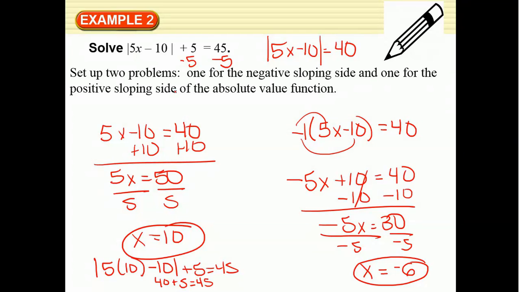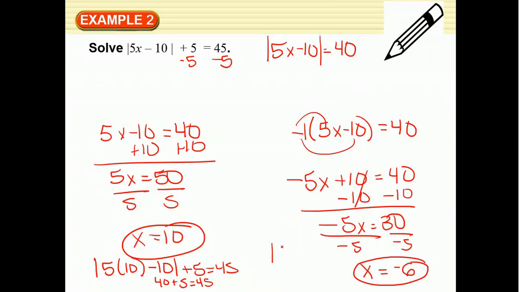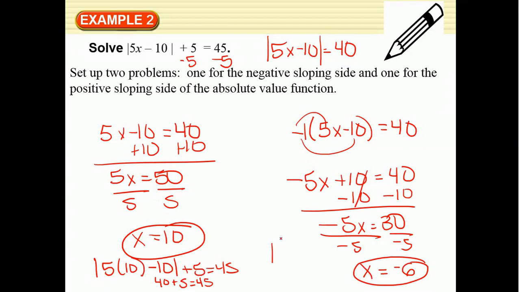So I'm going to plug in negative 6 to the top here. So absolute value of 5 times negative 6 minus 10 plus 5 equals 45. Well, 5 times negative 6 is negative 30, and negative 30 minus 10 is a negative 40. Now, absolute value of a negative is a positive, so I'm actually going to get a positive 40 out of this. So 40 plus 5 is 45. That one works too. We lucked out on this one.